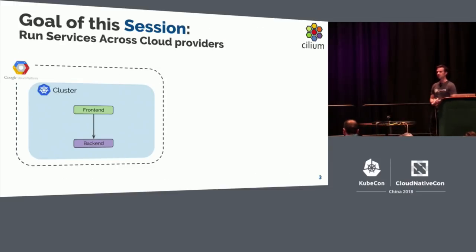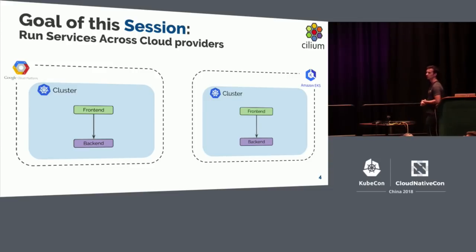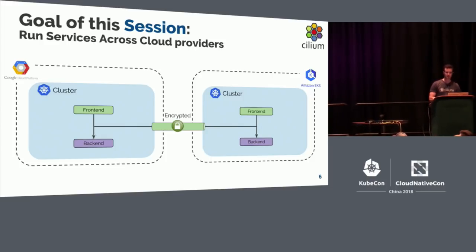The goal of this session is to run services across cloud providers. Specifically, what we will do is we will set up a Kubernetes cluster in GCP, we'll deploy services, we'll set up a second cluster in EKS, we'll deploy the same service, and we will establish service load balancing between the cloud providers, between the clusters. And we will discuss and show how you can set up encryption between the clusters. So that's the goal of the session.